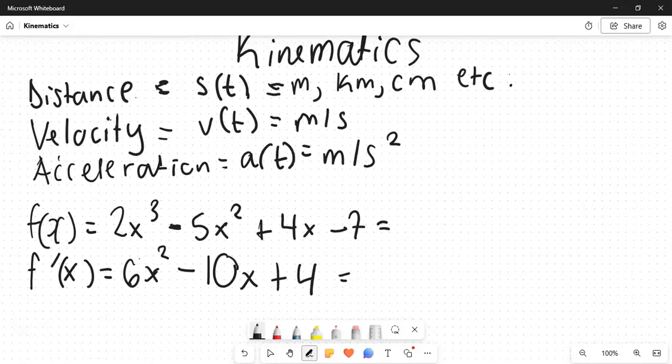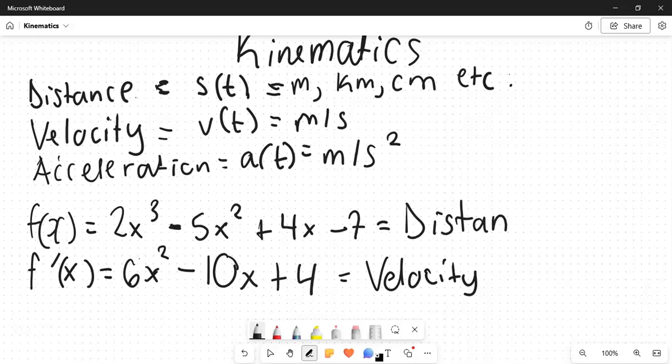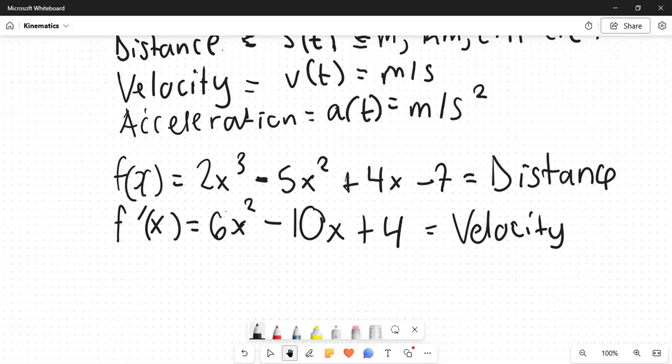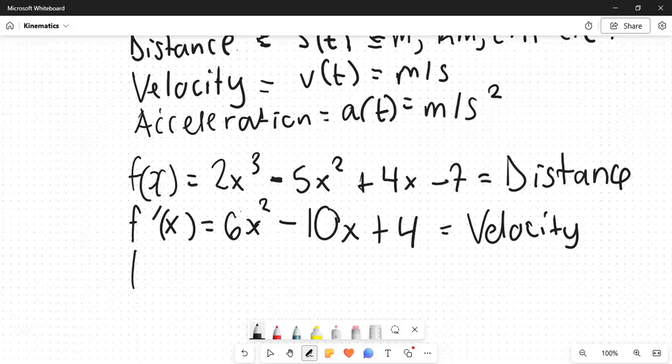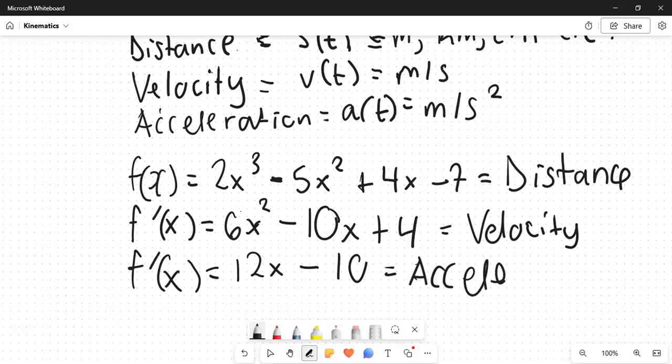If you're told to find the velocity, this is your equation for velocity. I forgot to say the original equation is the distance. And if you're told to find the acceleration, it's the derivative of velocity. So f dash x again is 12x minus 10. So this is acceleration.